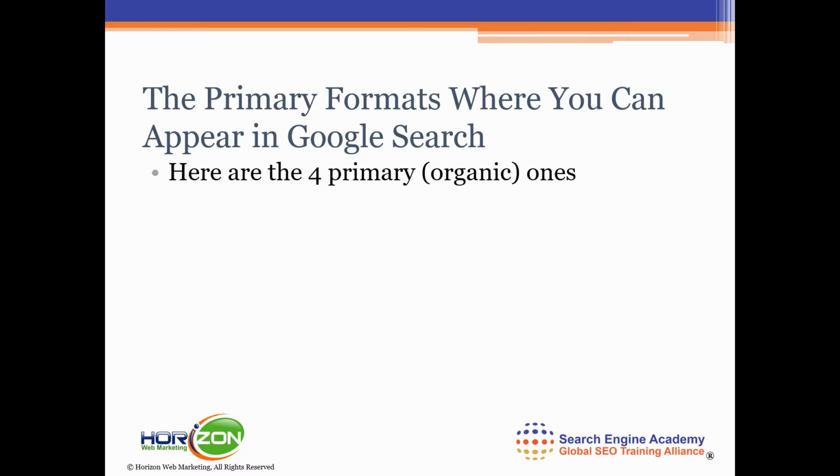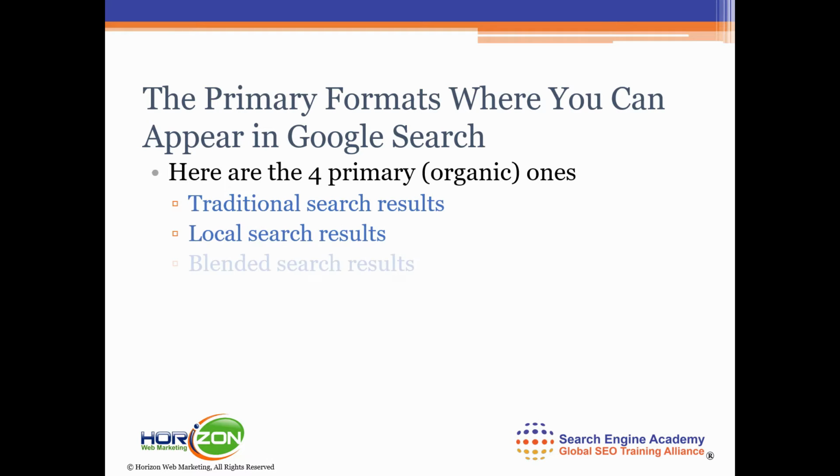This particular course is not focused on advertising. It's focused on those organic results, which are basically the results that would come up naturally if Google is just trying to show the highest quality, most relevant result to a searcher, which is what Google search is all about. And we have these four primary formats: traditional search results, local search results, what we call blended search results, and then knowledge panel results.